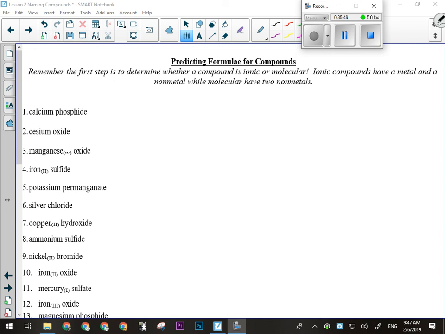But okay, so if I have calcium phosphide, I write calcium. It's a 2+. Phosphide is a -3. So we got Ca3P2 as our formula there, we drop and swap it because it's an ionic compound. Okay, cesium oxide. So cesium is Cs, and it's +1. Then oxygen is O, and it's -2. This is an ionic compound, so I drop and swap. The 1 goes here. We don't write ones. The 2 goes here. So we got Cs2O for our formula.